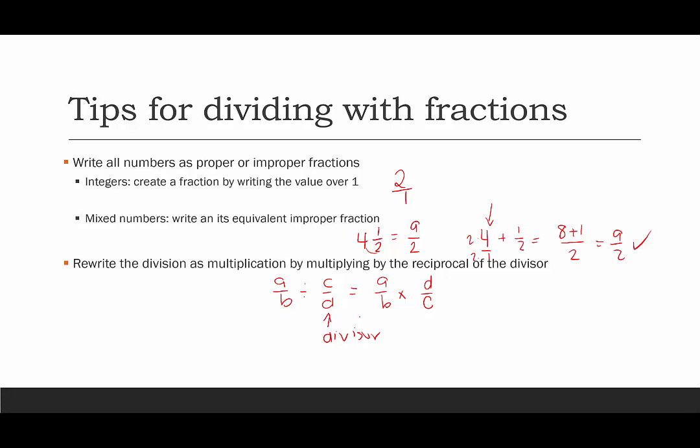Once you have it written as multiplication, you can look for common factors to simplify and then multiply across the top, which would give us A times D, or if anything factored or canceled, then it might not be A times D, over B times C.